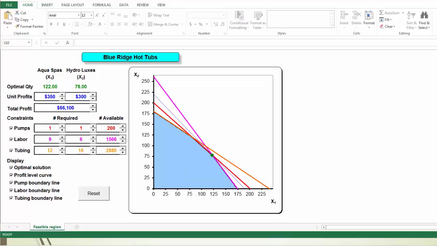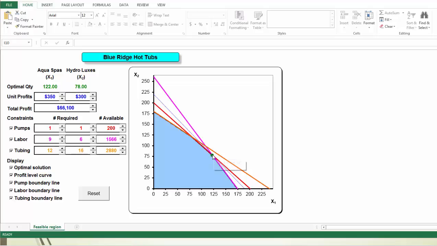Earlier, we asked and answered the question, what if the unit profit of Aquaspar is $325? Let's demonstrate that in this graph over here. What I'm going to do is to reduce the unit profit of Aquaspar from $350 down to $325 or even $300. And I would like you to pay attention to a few things. First, what will be happening to the level curve?